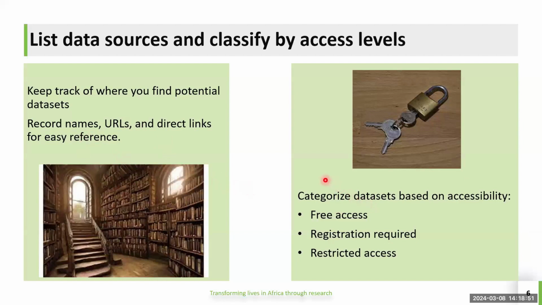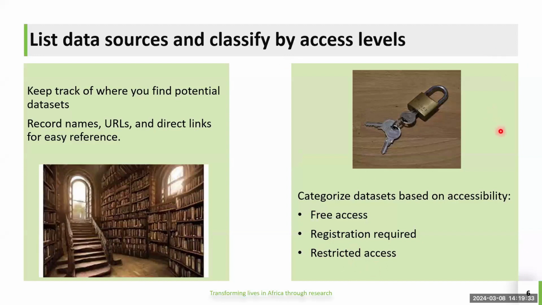So that's that. And then on the right here, you want to categorize the data sets according to accessibility. Is it something that you can just access, free? Is it just available on the internet and you can just download it once you discover it? Or is it something that requires you to register and then someone on the other end approves? Or is it totally restricted access, potentially requiring, I don't know, a visit to the place where the data are deposited?